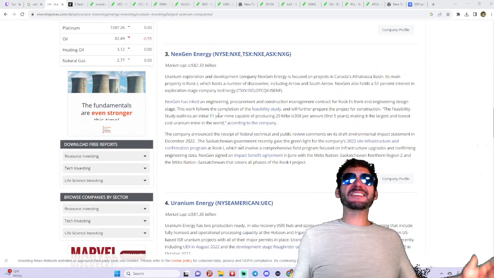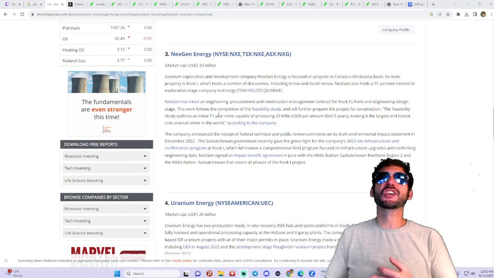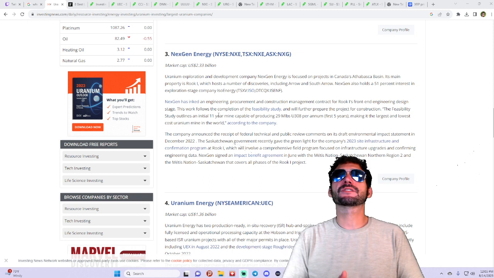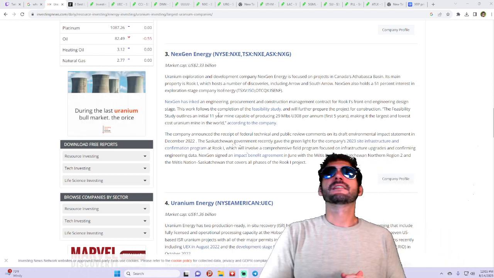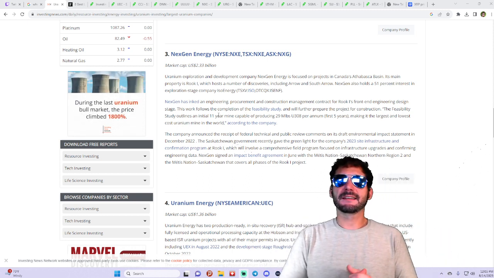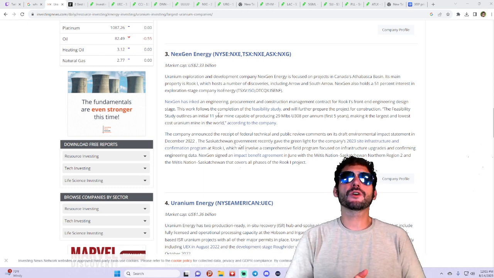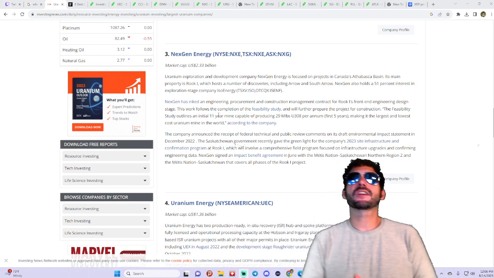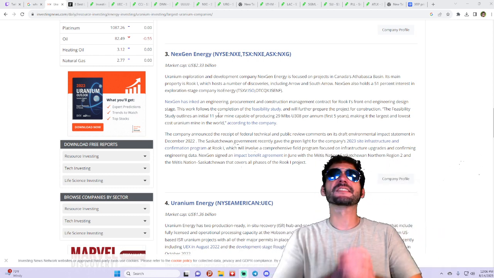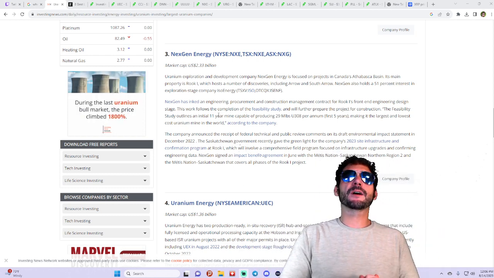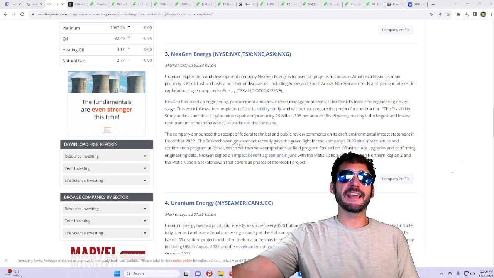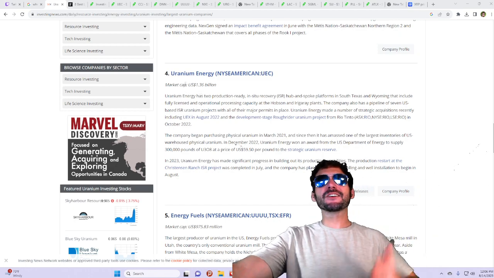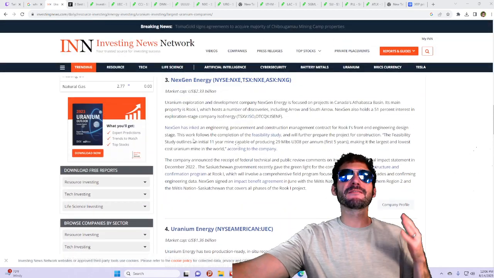Coming in number three, we got NexGen Energy. That is NXE. Uranium exploration and development company NexGen Energy is focused on projects in Canada's Athabasca Basin. Its main property is Rook I, which hosts a number of discoveries, including Arrow and South Arrow. NexGen also holds a 51% interest in the exploration stage company ISO Energy. Yeah, buddy. Coming in number four, we got Uranium Energy, another one I am personally invested in as well.